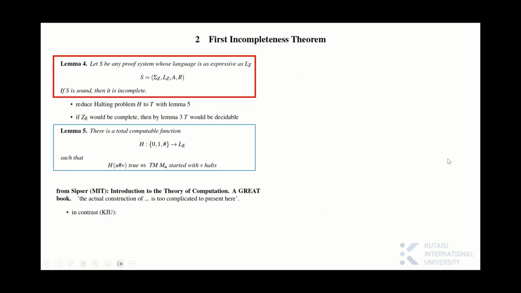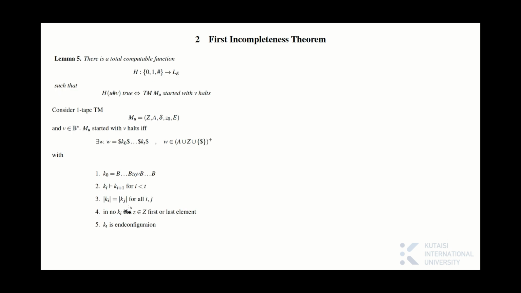So now the whole point is to construct the H, and there's a comment that in the MIT textbook this is skipped, but at KIU we do this anyway. This is what we want to prove, that there is a total computable function that blah blah blah. We only work with one-tape Turing machines, so our MU, this U Turing machine, is one tape, and the V Turing machine's input is just on one tape, because we know it suffices.